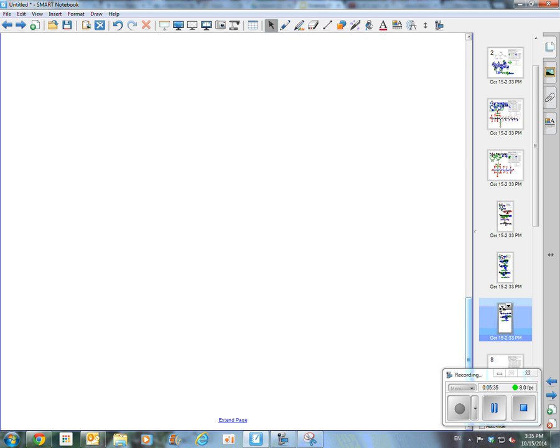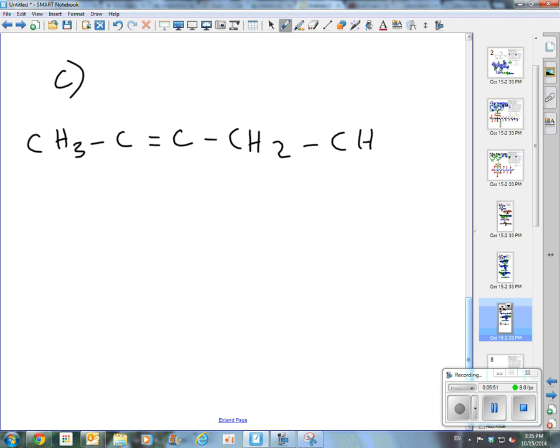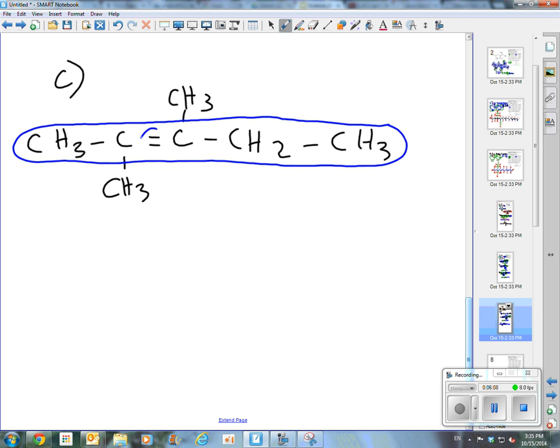So again, we're on page 129, number 28, and we're looking now at C. In this case I have something like this, where I have a branch here, and a branch here. Again, the parent chain needs to include the double bond. Awesome, mine does. Ene, double bond. I want to make sure that double bond is in the lowest possible spot, and that's really all that matters when I'm numbering.